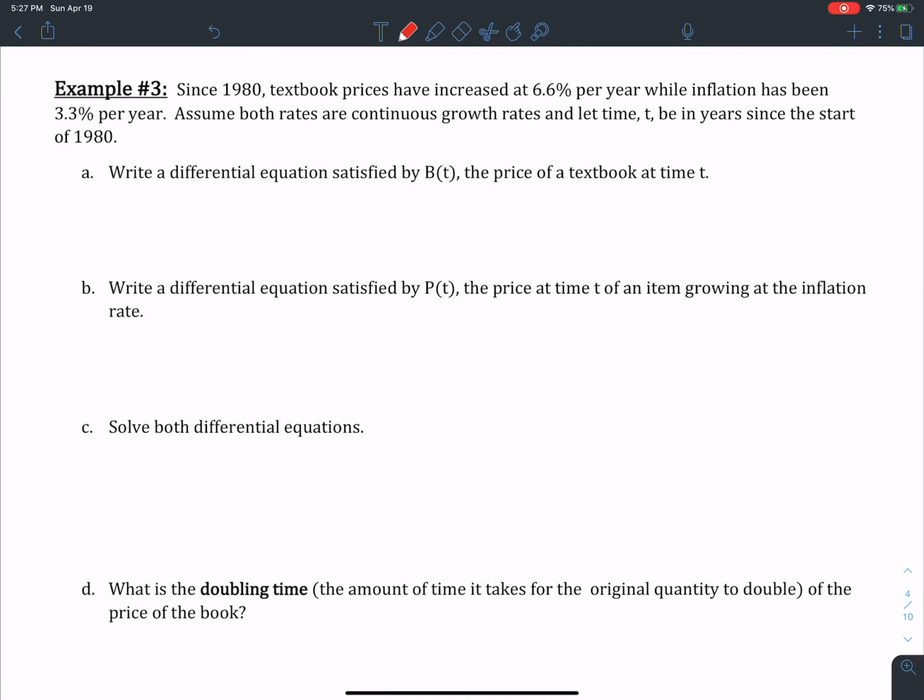So with this one, this is another good example. Textbook prices have increased at 6.6%, and inflation has been increasing at 3.3% each year. And these are continuous growth rates. So I'm going to do A and C together and then B and C together because we just need to write and solve. So the change in the price of the textbooks with a small change in time is increasing at 6.6% of the original price every year continuously.